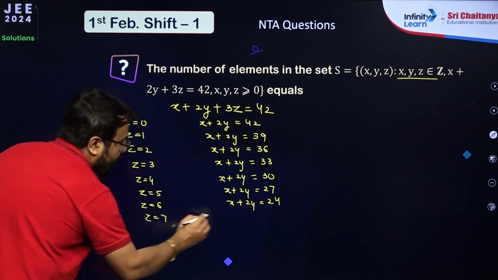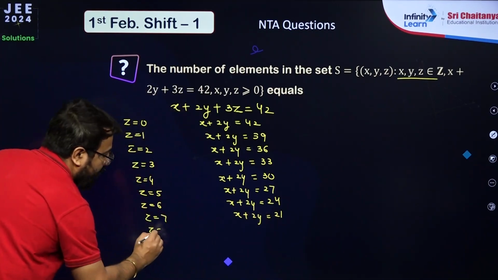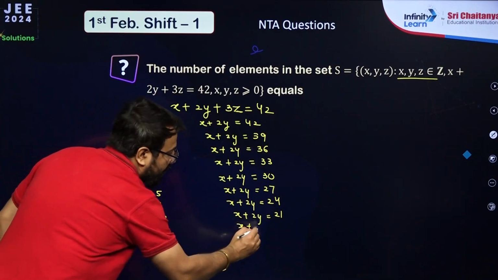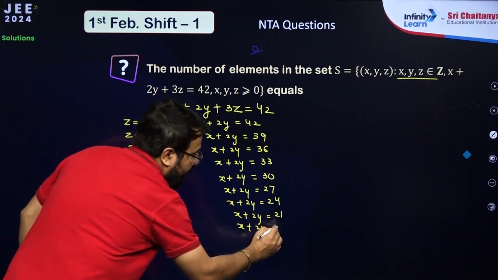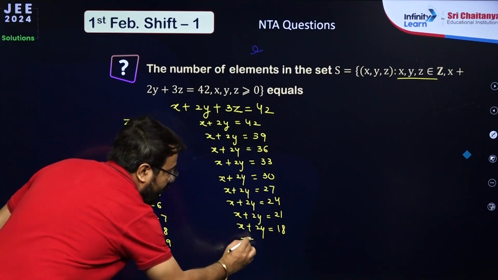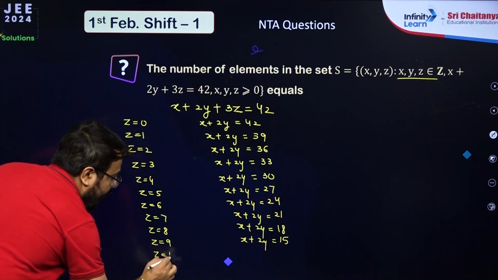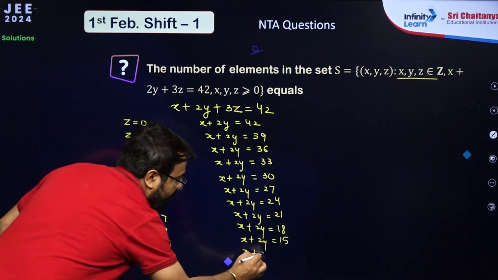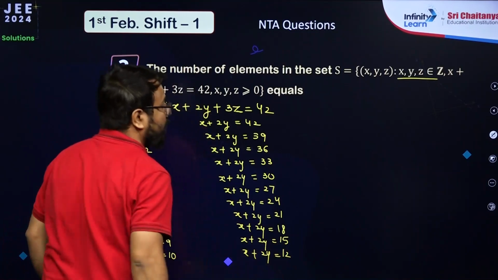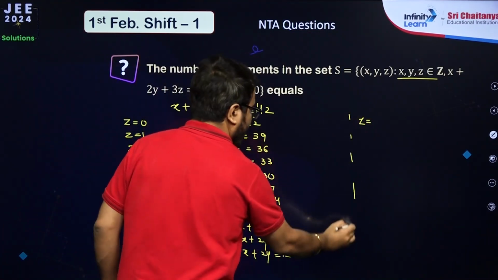Z is equals to 7. x plus 2y is equals to 21. Z is equals to 8. x plus 2y is equals to 18. Z is equals to 9. x plus 2y is equals to 15. And z is equals to 10. x plus 2y is equals to 12. Now z is equals to, I'm writing here.